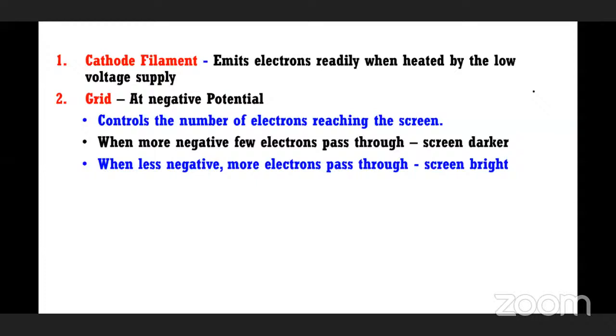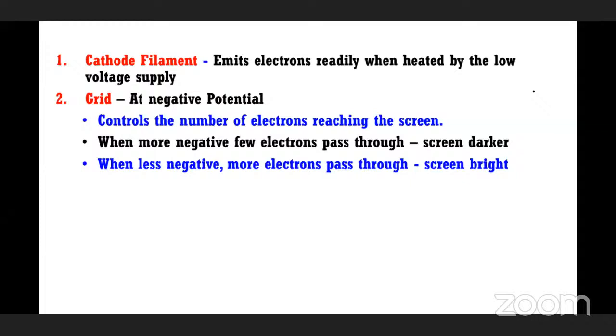We are saying that the cathode filament emits electrons readily when heated by the low voltage supply. At that point, we are emitting electrons through thermionic emission. Then we have the second part, which is the grid. It is at negative potential, and it controls the number of electrons reaching the screen. How does it control the number of electrons reaching the screen? When it is more negative, few electrons pass through, and the screen becomes darker. When it is less negative, more electrons pass through and the screen becomes bright.